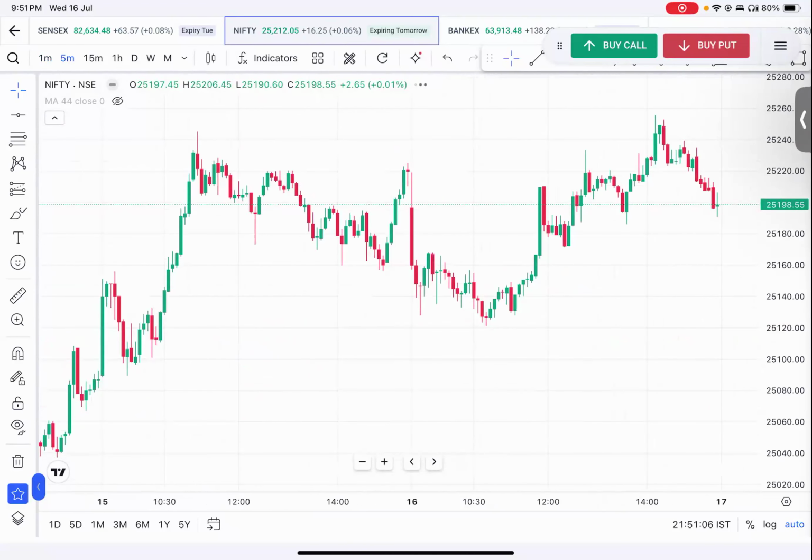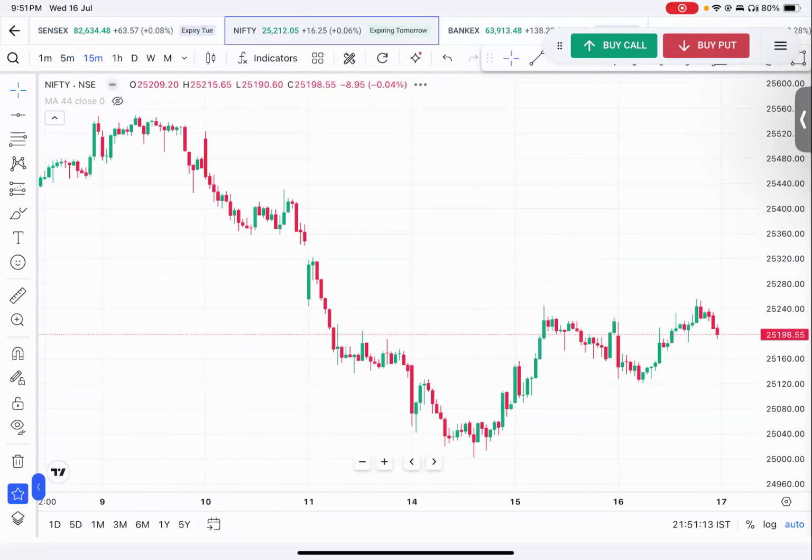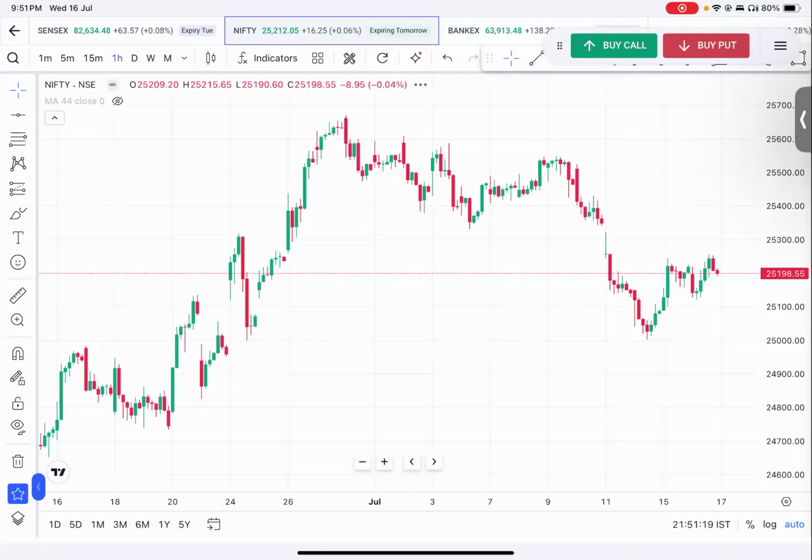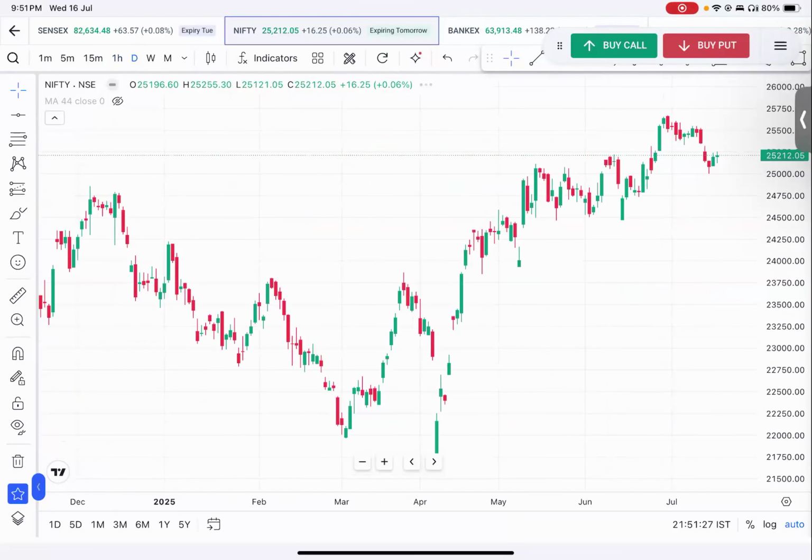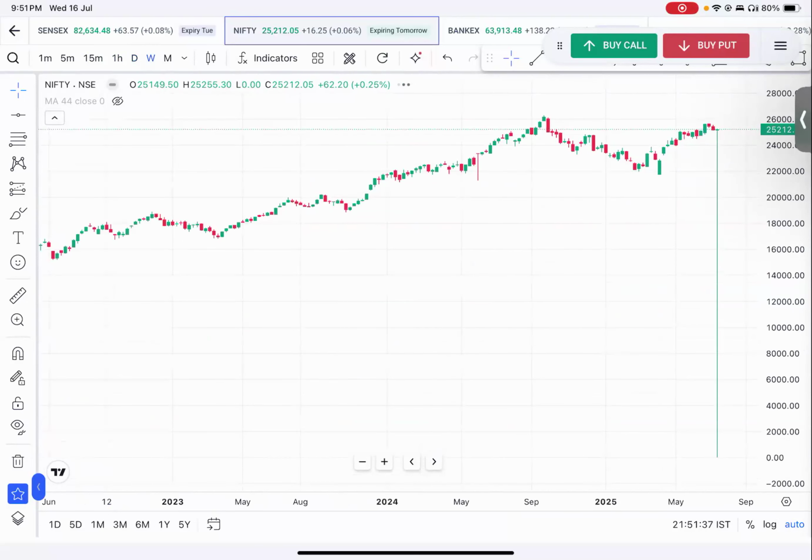If I go to 5 minutes, again I have data from 15, I have data from 16. If I'm going on 15 minutes, again I have data from 9th July. Again, if I'm going on bigger time frame, on 1 hour, I have data from 16 June. Again, I am on 1 day right now. I have data from almost mid-December 2024. If I'm going on week, again I have data from 2023.